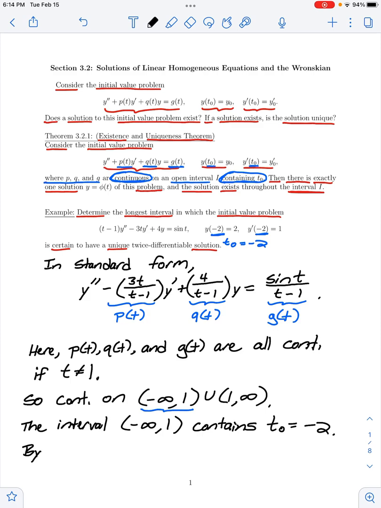So by making use of our new theorem, Theorem 3.2.1, I know that a unique solution exists on that interval from -infinity to 1.